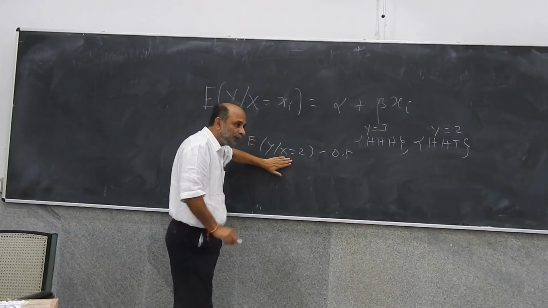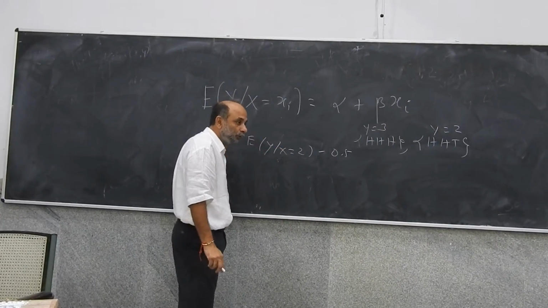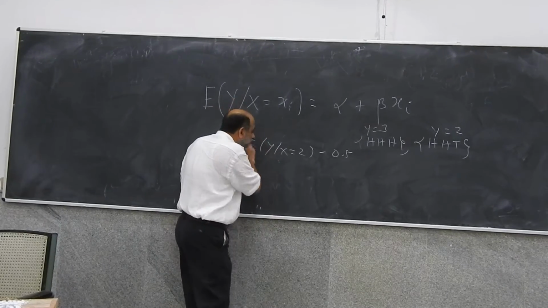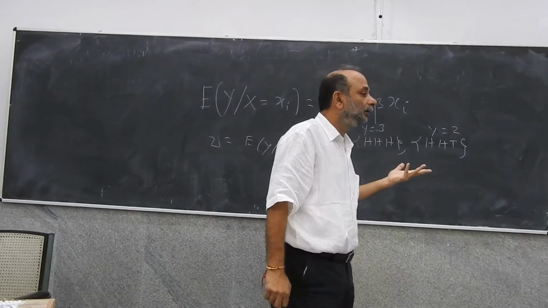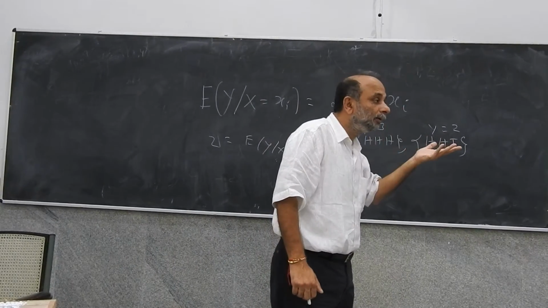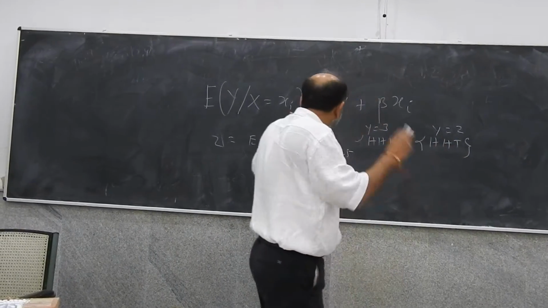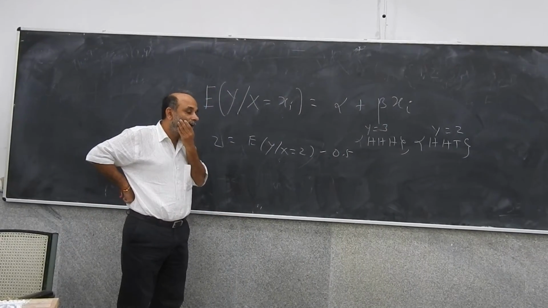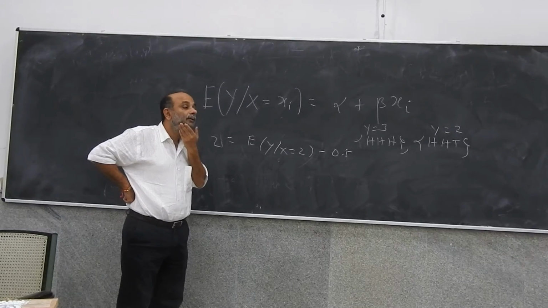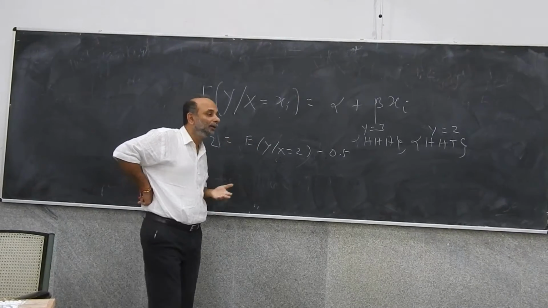This much algebra, 2.5 minus 0.5 is 2. Right? Now, what is this value? Expected value of y given x equal to 2 is what? What would expected y given x equal to 2 be? Say it loudly.